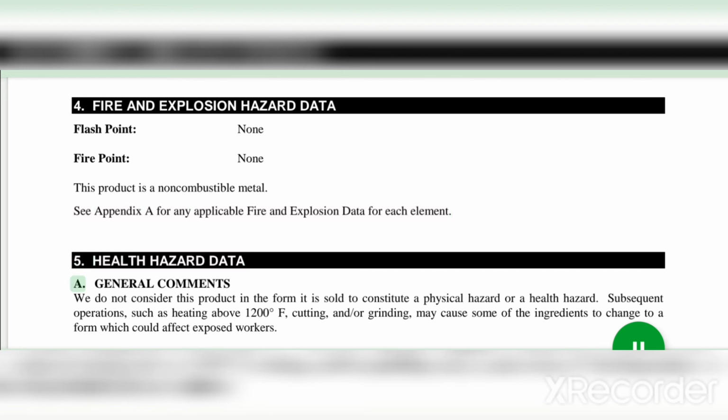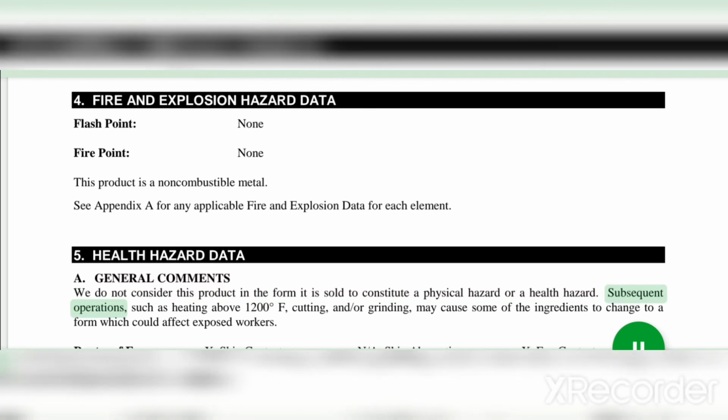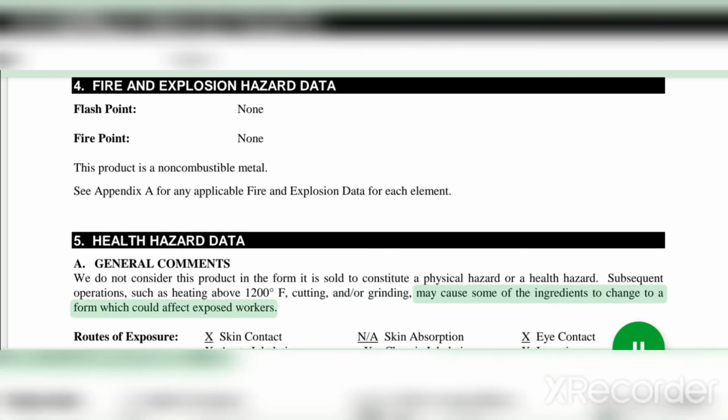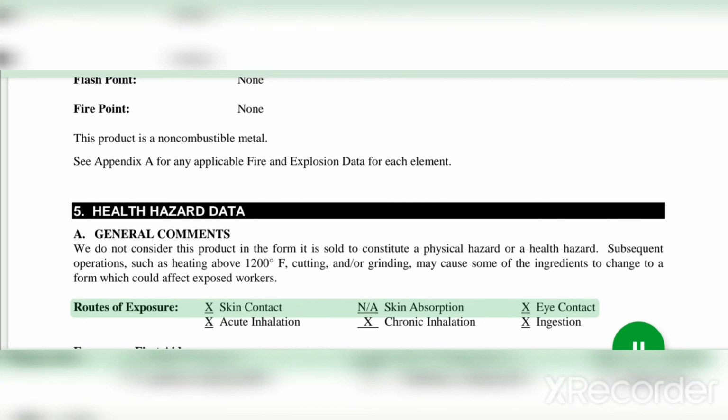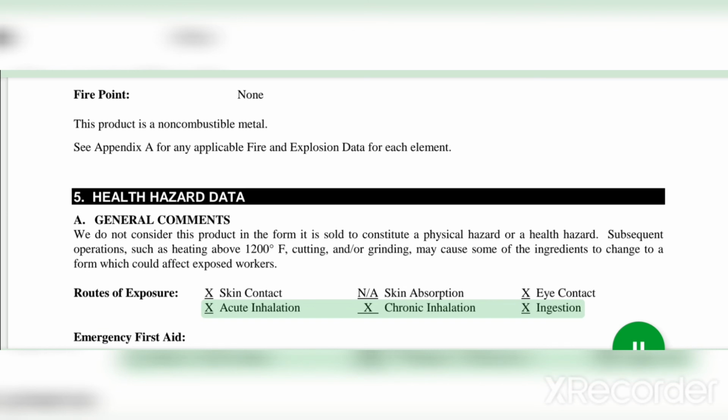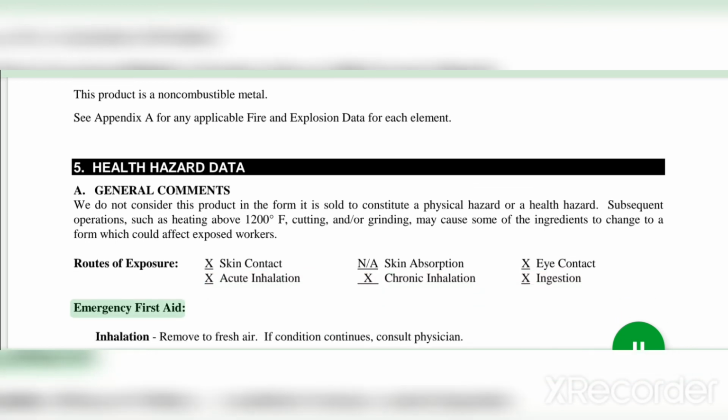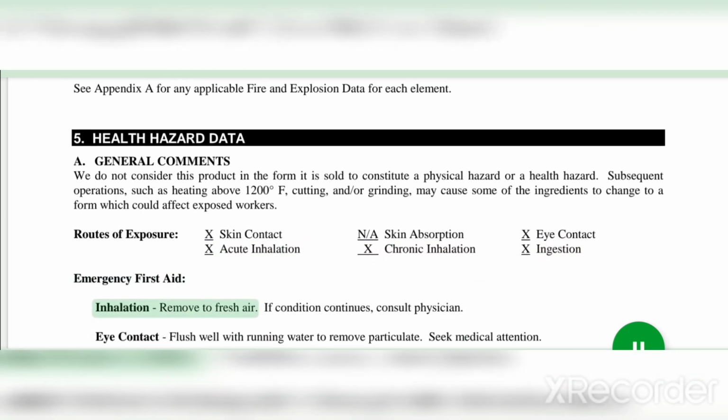5. Health hazard data. A. General comments: we do not consider this product, in the form it is sold, to constitute a physical hazard or a health hazard. Subsequent operations, such as heating above 1200 degrees F, cutting, and/or grinding, may cause some of the ingredients to change to a form which could affect exposed workers. Routes of exposure: X skin contact and/or skin absorption, X eye contact, X acute inhalation, X chronic inhalation, X ingestion. Emergency first aid: inhalation, remove to fresh air. If condition continues, consult physician.